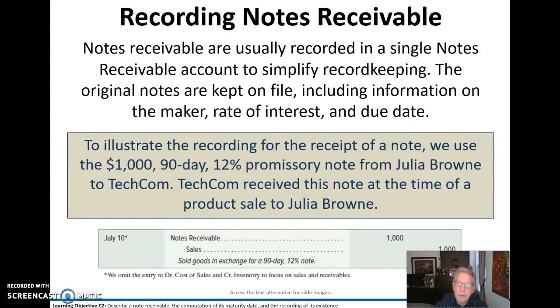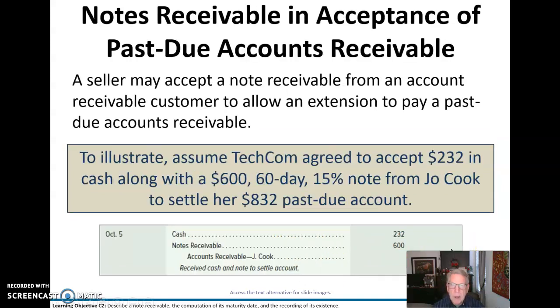Now, notes receivable are usually recorded in a single notes receivable account to simplify the record keeping. So the original notes are kept in a file with all the backup, including the information on the maker, the rate of interest, due date, etc. So here we are going to record that on July 10th. We're going to record that as a debit to notes receivable, not accounts receivable, notes receivable, and a credit to sales.